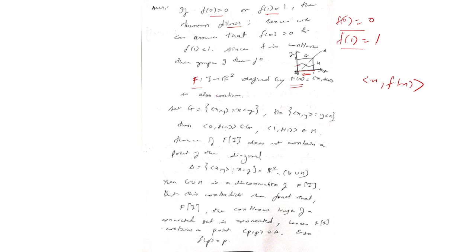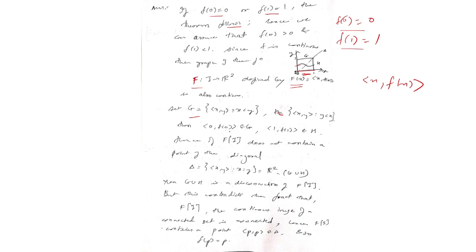Now let's take two sets G and H. Consider G, the set consisting of coordinates xy such that x is less than y, and consider H, coordinates xy such that y is less than x. For x less than y you will get this upper half part, and for y less than x you will get this lower half part, right? So you will get these two sets G and H.